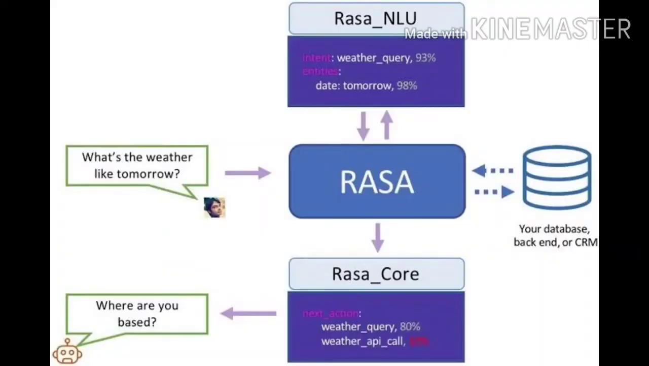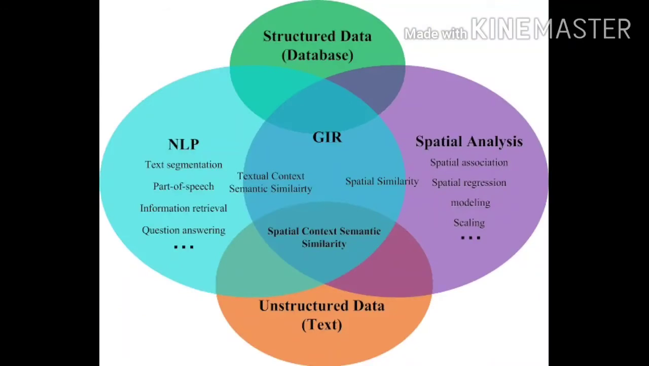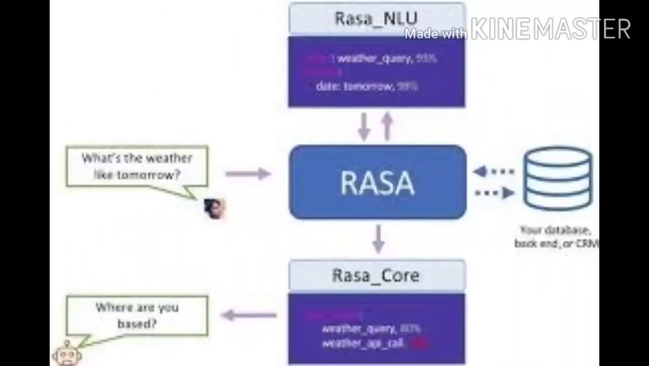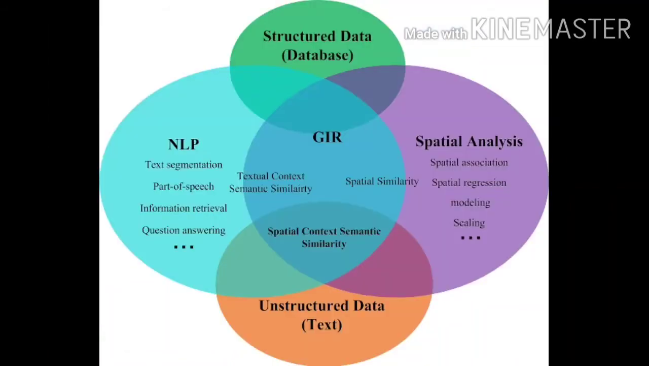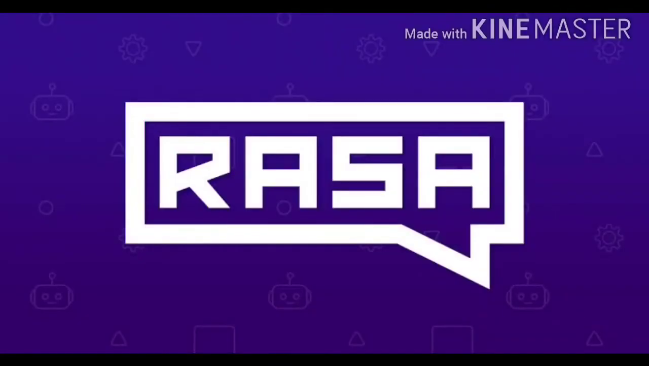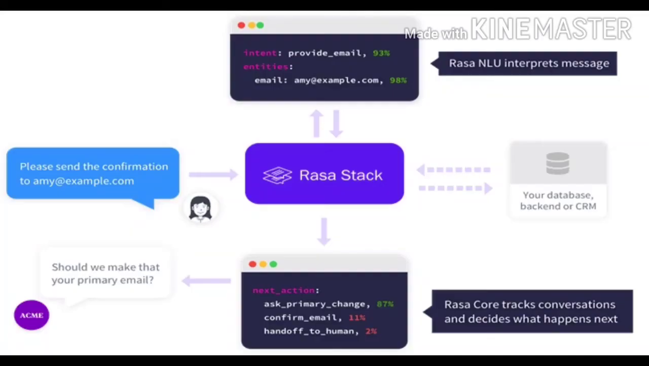So Rasa NLU tries to understand the user messages to detect the intent and entity in your message. Rasa NLU has different components for recognizing intents and entities, most of which have some additional dependencies like spaCy and TensorFlow. spaCy should be installed separately, and TensorFlow is available by default with Rasa. This is for Rasa NLU. spaCy and TensorFlow are the additional dependencies.